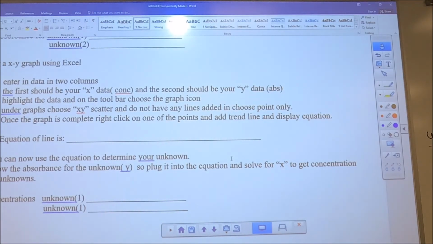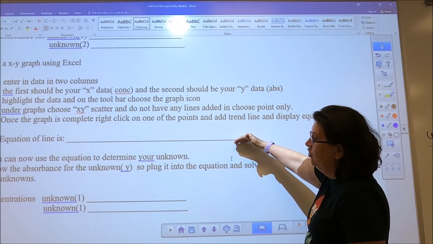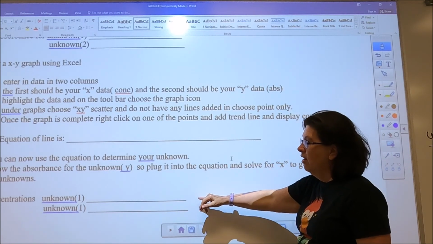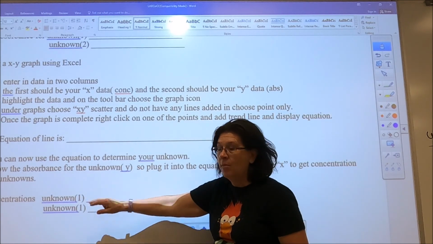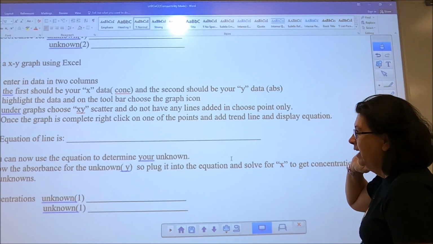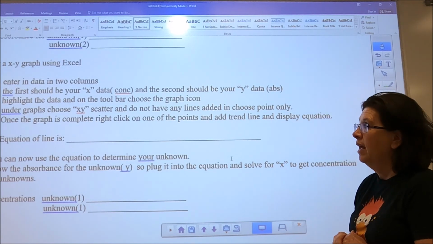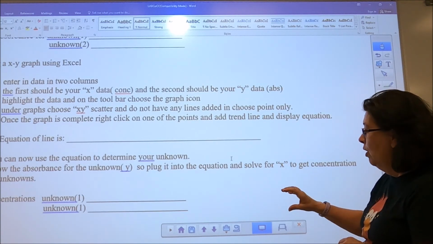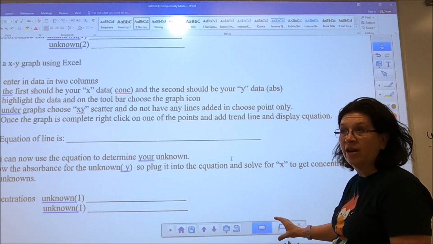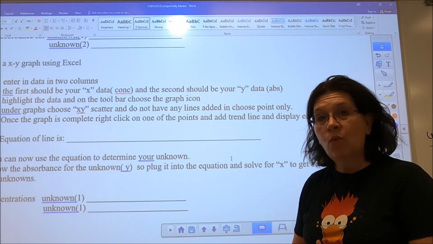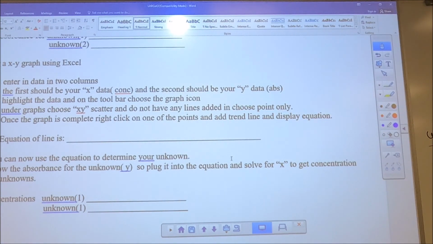Okay, so when you send this back to me, I want your data sheet, I want the equation here on this line, I want the concentration of unknown number 1, unknown number 2, and unknown number 3. I'm going to go in and modify this before I put it up for you to fill in. And I want a copy of your graph. Okay? This is a Word document. You can cut and paste it into the end of your Word document and then just email me the Word document. All right? So, lab number 3, ready for you to do.